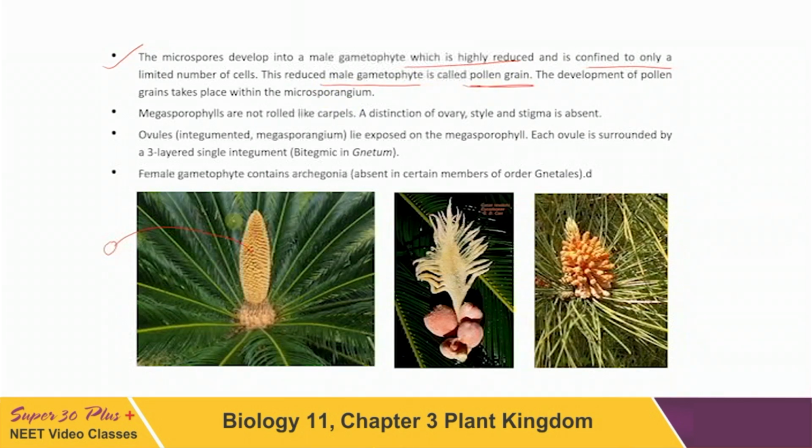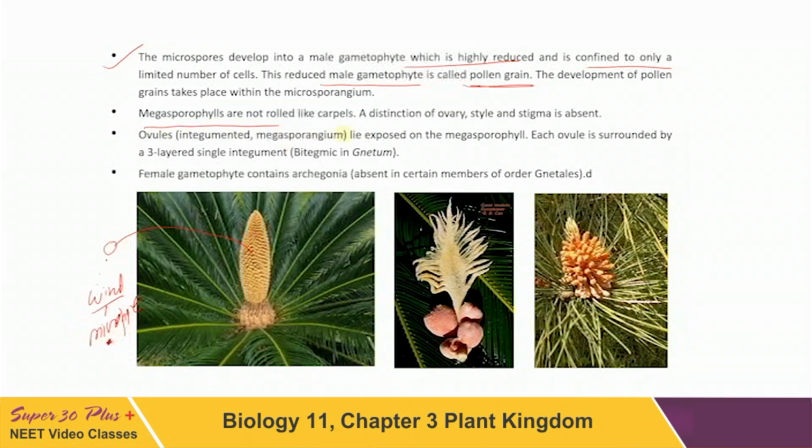The pollen will be released from the male cone, and by wind it will be pollinated, and ultimately it will come to the micropyle of the ovule. This is the micropyle of the ovule that it will come to here. So here this is pollination by wind.